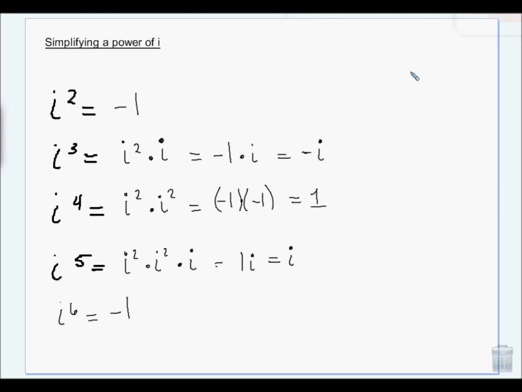You can literally count it. So if I said, what's i to the 14th? So I go 2, 3, 4, 5, 6, 7, 8, 9, 10, 11, 12, 13, 14. That's one way to do it.